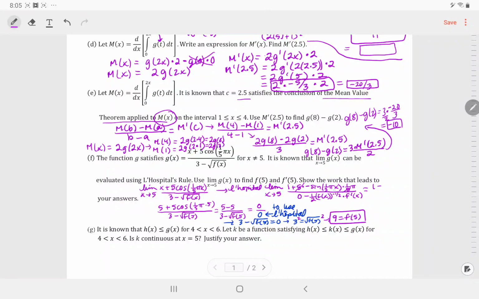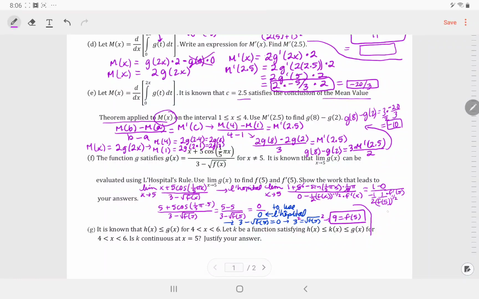if I substitute in a 5, that's 0. So sine of pi is 0. So that's 1 minus 0 divided by, okay, negative 1/2, 1 over f of x, so that's f of 5 to the 1/2 square root times f prime of 5.